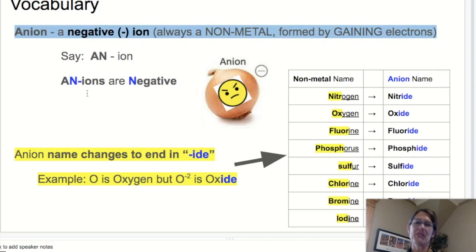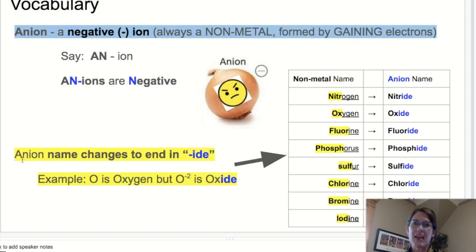Anions are negative, but also the letter N in anion helps me remember. So everybody say anion, anion, one more time, anion. And anions are negative.